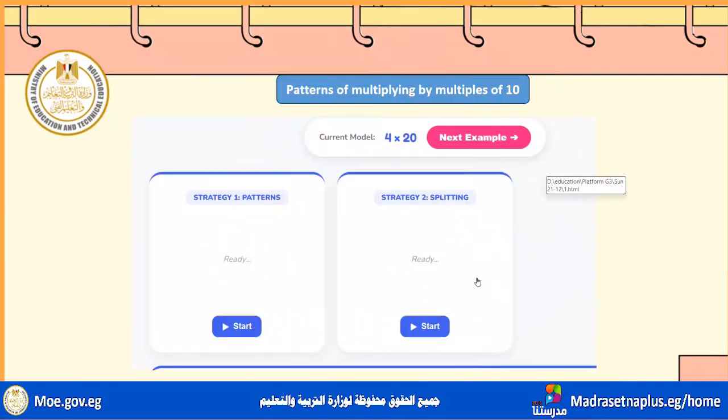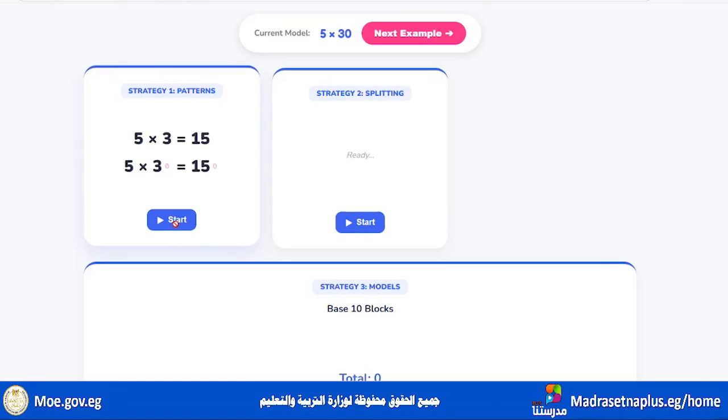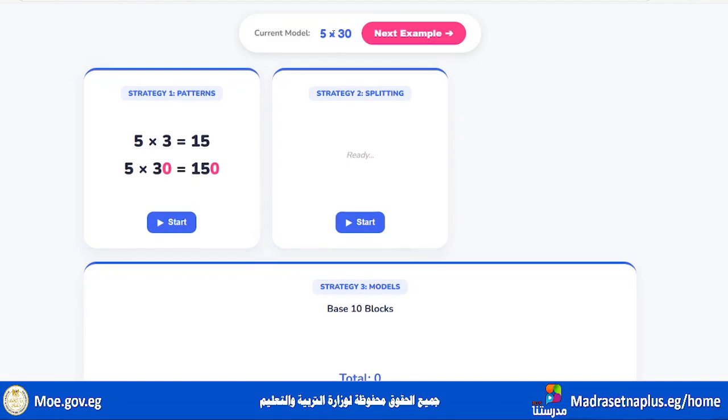First lesson is about patterns of multiplying by multiples of 10. Let's study this activity. In front of you, you can see 5 times 30, or 5 multiplied by 30. In our lesson, we have 3 strategies. You should know all or at least one of them. First one, our question was 5 times 30.